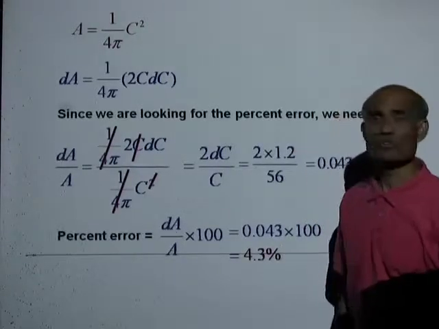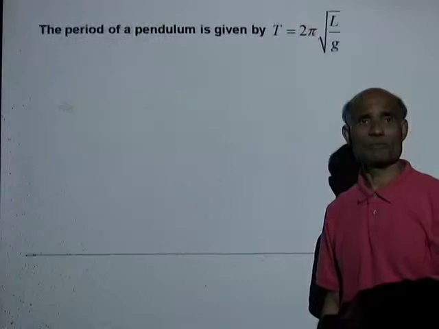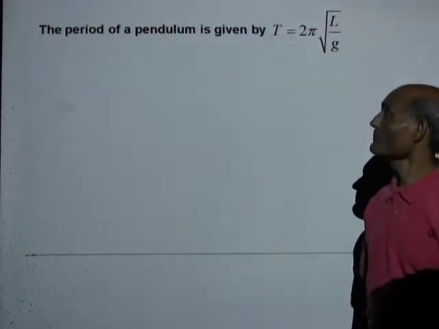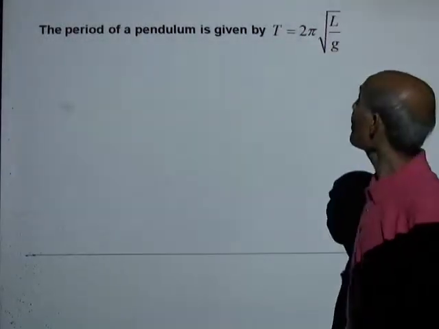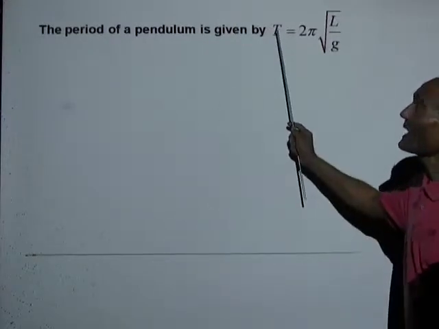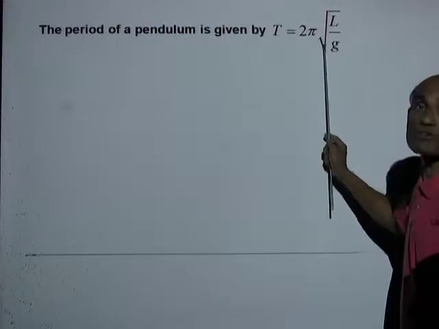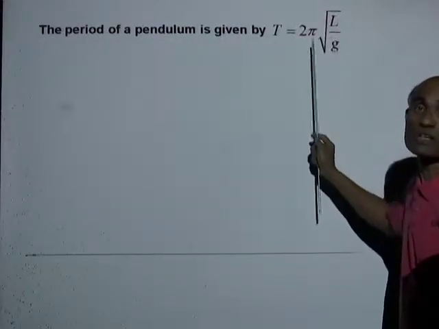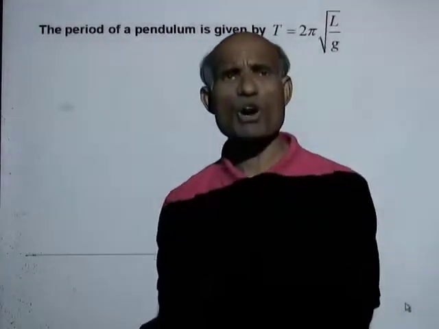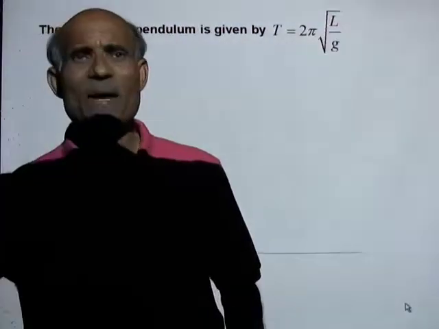Okay, you can do problems like this, I'm sure. Let's try this one. The period of a pendulum is given by T equal to 2 pi square root of L over G. Now what is the meaning of period of a pendulum?